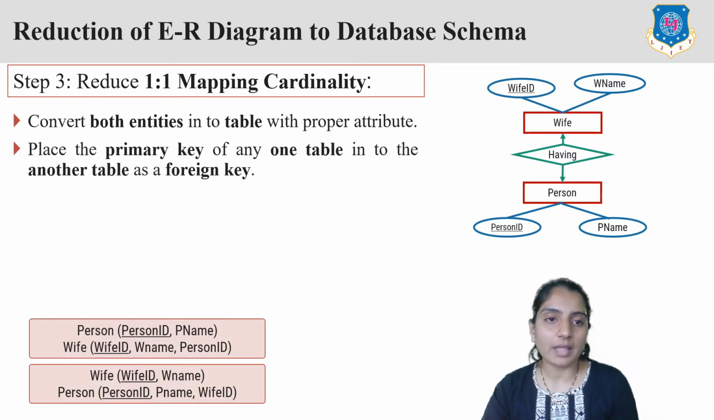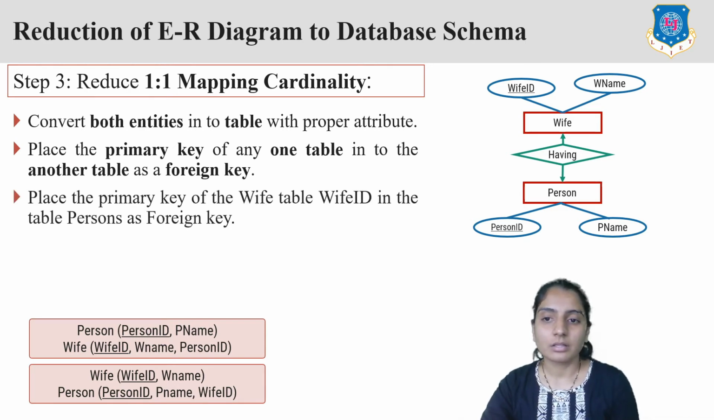Both the entities have their own primary key. So for the reduction of one-to-one mapping cardinality, we can create another table for the having relationship. The primary key of wife can be used as the foreign key of the having table, and the primary key of the person table is also used as the foreign key of the having table.